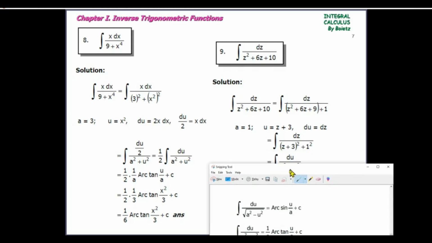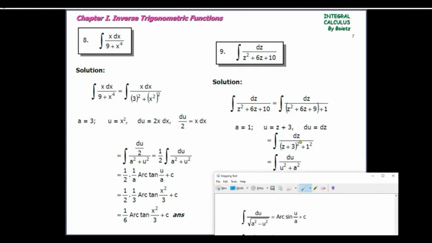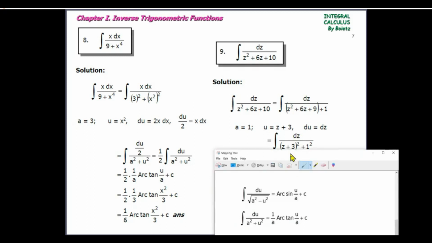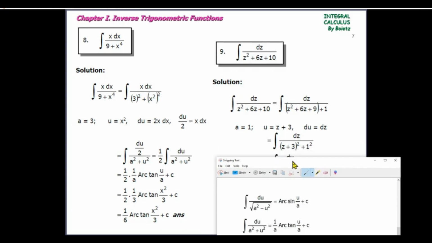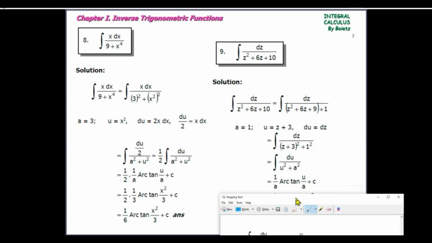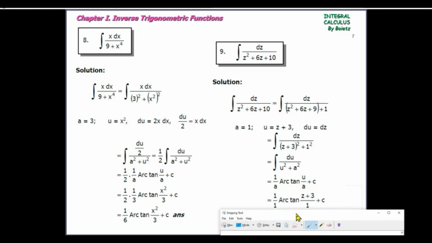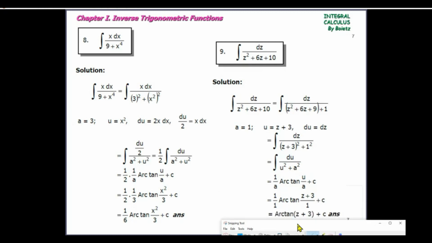Only. Okay. Then the integral substitute, this is du over u squared plus a squared, or 1 over a arctan u over a. So 1 over a arctan u over a plus c. So just substitute a, 1 over 1. And then arctan of u, which is z plus 3 over 1 plus c. Or simplify, arctan quantity z plus 3 plus c. And that is the answer. Okay?